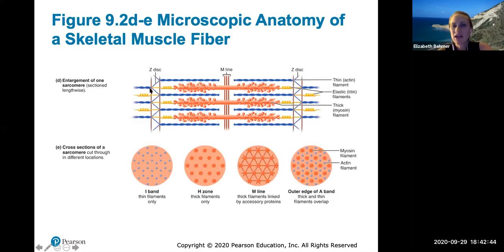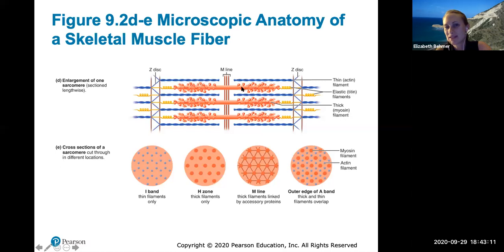So here's a look again, Z disc to Z disc, and this gives you a more detailed look at what a thick filament looks like and a thin filament looks like. The thin filaments will be attached to the Z discs, and the M line goes right down the middle of these thick myosin filaments. The thin filaments are in blue, they're thinner, they're globular proteins that are wrapped up around each other in a helical-like structure.